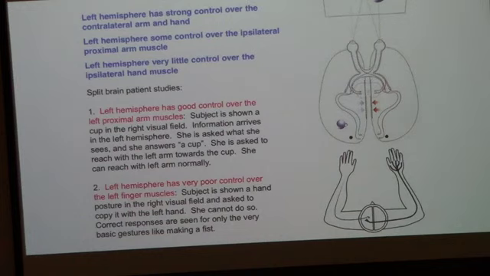Left hemisphere. You should have an idea of how the left hemisphere and the right hemisphere coordinate. The left hemisphere has some control over the ipsilateral, meaning the same side, but it has more control on the contralateral, meaning the left hemisphere mostly controls your right-hand side of the body. It basically has no control over the hand muscles of its own side.